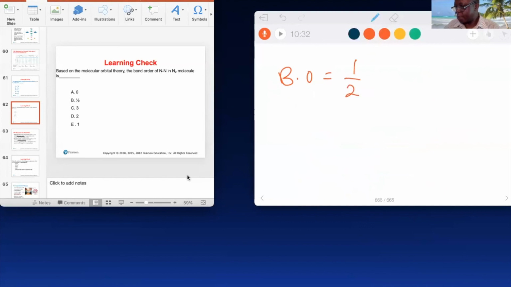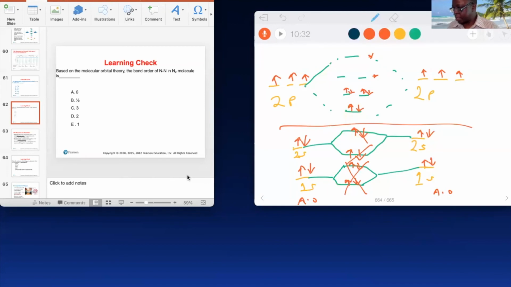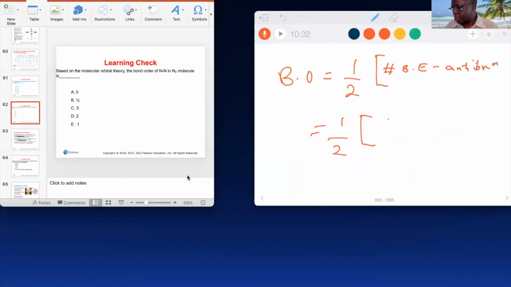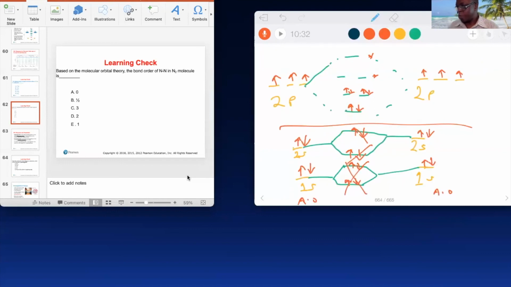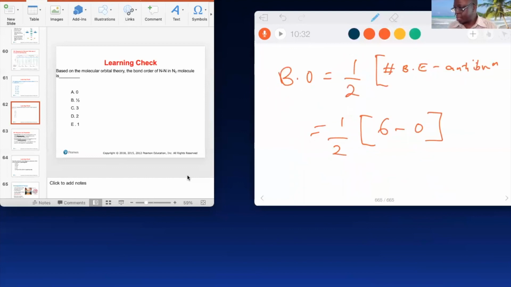A half, bonding electrons minus anti-bonding electrons. So a half of, in this case, we have 6, 6 minus 0. I don't see anything in the star. You have to account for the star. The stars are on the antibonding. We don't have any electron in the antibonding. So if I do this, this is 3, which means nitrogen forms 3 bonds, a triple bond.